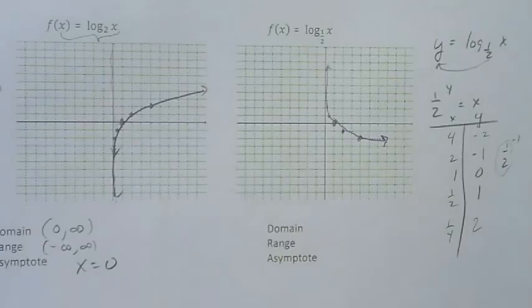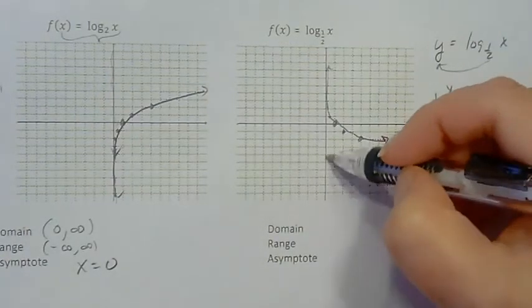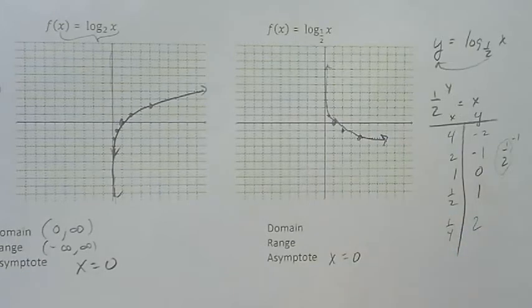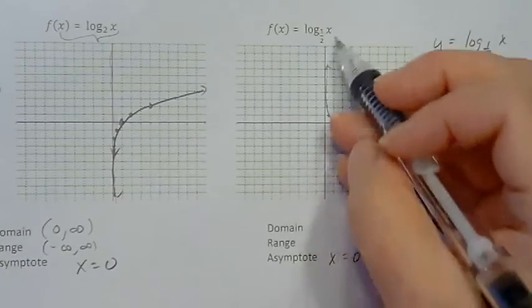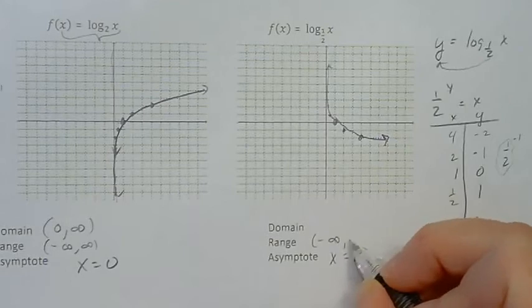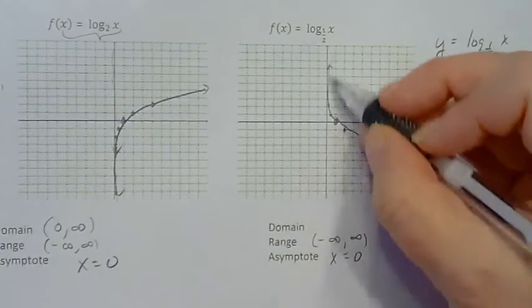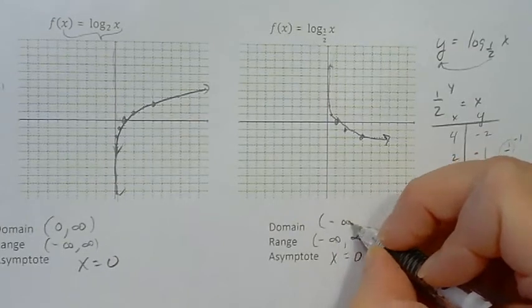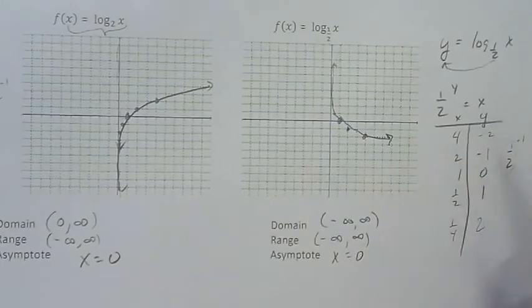So this is still a log function. Look where the asymptote is. The asymptote is at x equals 0. The range still goes from negative infinity to infinity. And this one, the domain, still starts here and goes this direction. So the domain is 0 to infinity.